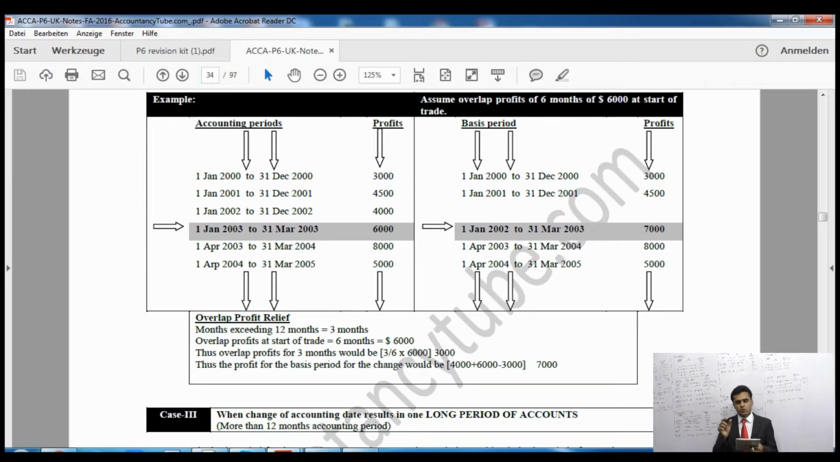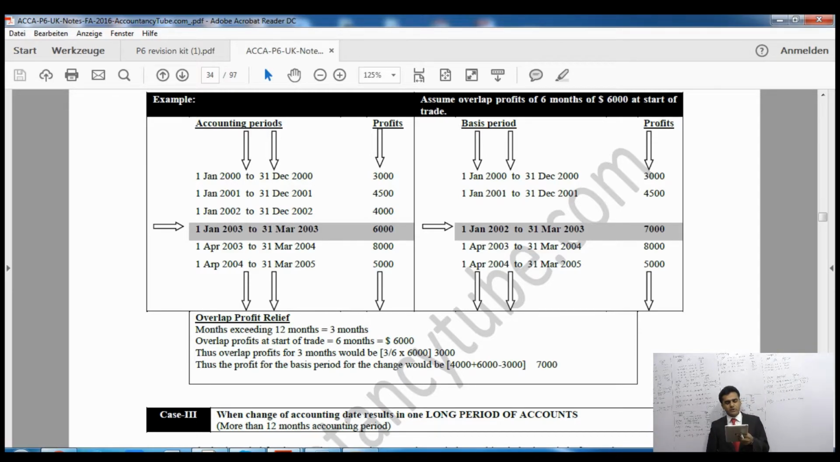the change resulted in such a small accounting period that there were 2 accounting dates ending in one tax year. All right. So that's what happened here. So 2 accounting dates are ending in one tax year. The first one is ending on 31st of December 2002, which is the 2002-3 tax year, and another one is ending on 31st of March 2003, and that is also tax year 2002-3. Now in the year of change, the profits are $6,000 or pounds, whatever.